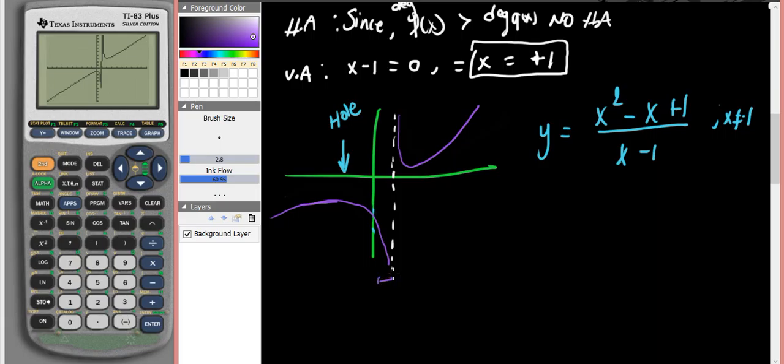Now remember, this is not touching it. Not touching. It can never cross a vertical asymptote. Horizontals, yes. Verticals, no. Okay, so this is the rough sketch of this graph here.